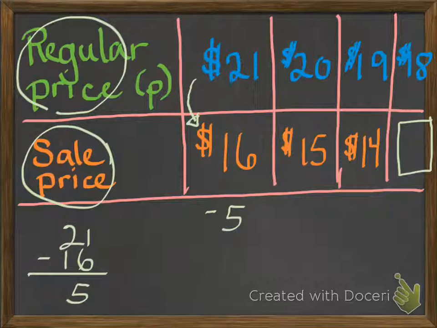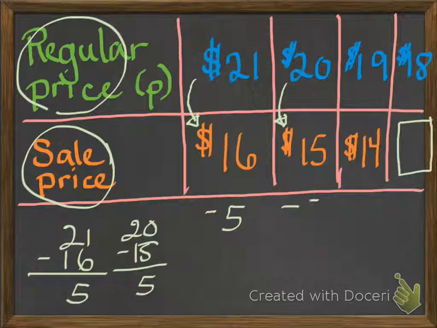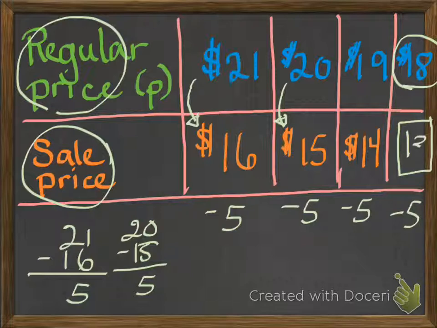If I look at the regular price of the second item, that's $20, and its sales price is 15, I can see that 20 minus 15 also equals 5. So the relationship is minus 5. And if I continue that, 19 and 14, the difference is $5 as well. So I know that for the last regular price item, that's $18, if I subtract 5 from it, the sales price is going to be $13. Okay, so we're looking for relationships between that first number and the second number below it.